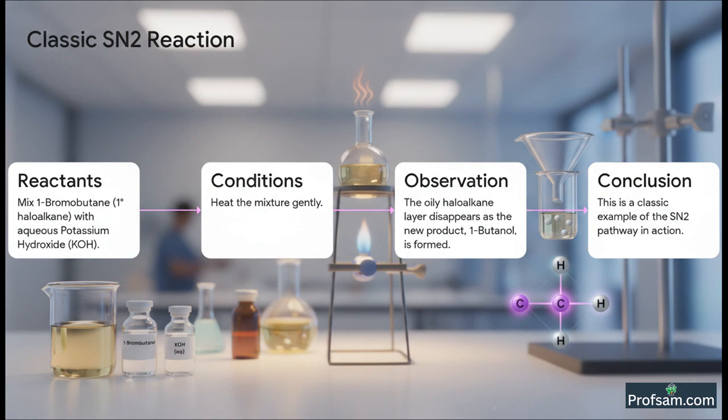Then, we mix it with an aqueous solution of KOH. The hydroxide ion here is our strong attacker, our strong nucleophile. We just heat the mixture gently, maybe in a warm water bath, to keep the temperature steady. And as the reaction happens, you will actually see the oily layer of 1-bromobutane vanish as it gets converted into 1-butanol, which dissolves in the water. It's a perfect textbook example of an SN2 reaction.